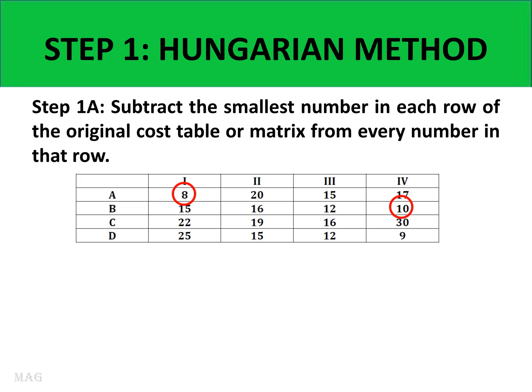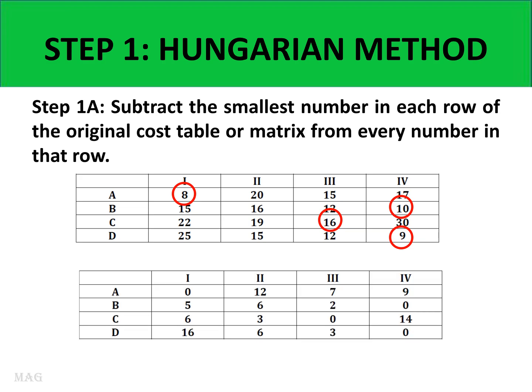In the second row, the smallest number is 10. So we get 15 minus 10, 16 minus 10, 12 minus 10, and 10 minus 10. In the third row, the smallest is 16. So we get 22 minus 16, 19 minus 16, 16 minus 16, 30 minus 16. And in the fourth row, the smallest number is 9. So we get 25 minus 9, 15 minus 9, 12 minus 9, and 9 minus 9. And then we get the following table.